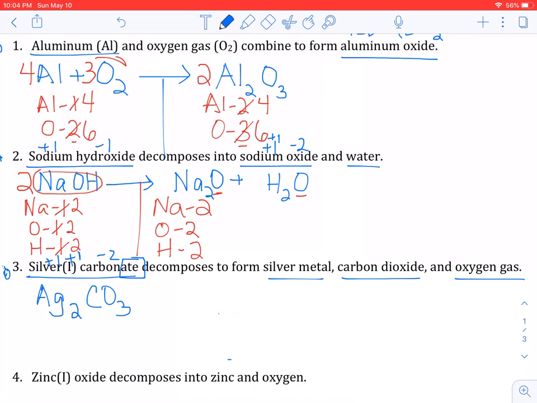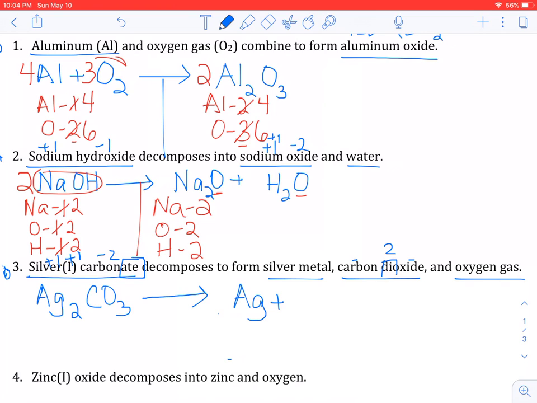Okay, so silver carbonate is decomposing or breaking down to form 3 things. First of all, silver metal. Since it's a metal, it's just going to be singular all by itself, so just Ag. Second thing is carbon dioxide. So here we have a prefix, di, and di means 2. So this is a covalent compound because carbon and oxygen are both nonmetals, so this is a covalent compound, and that prefix also is a clue that it's covalent.